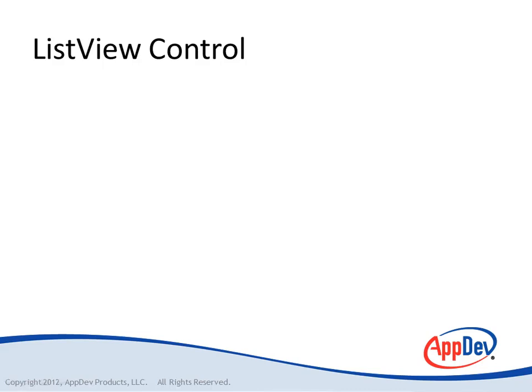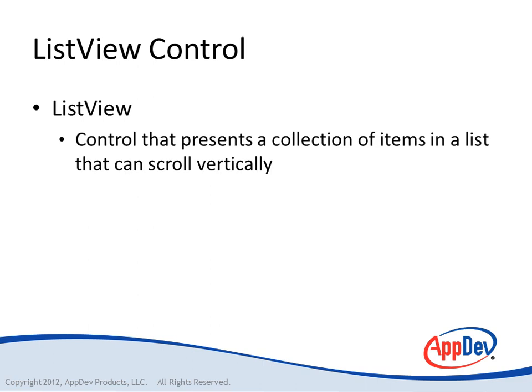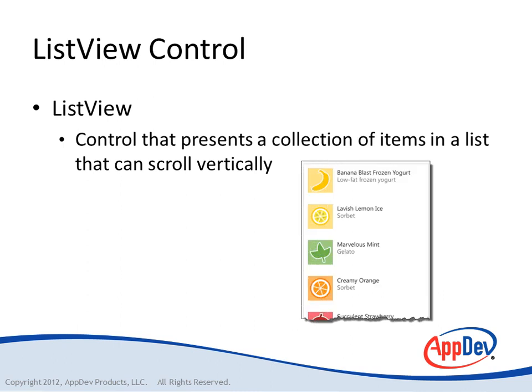Let's spend a little time looking at other controls that are available to you as part of building Metro-style applications. The list view control is a control that presents a collection of items in a list that can scroll vertically. An example might look something like this, where we have a list of images, a couple bits of text, in a list that scrolls vertically but not horizontally.